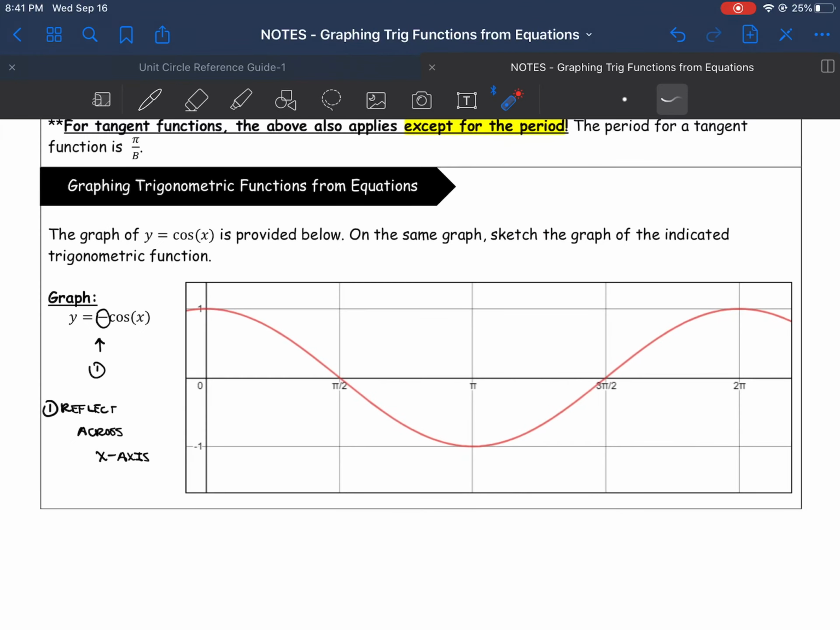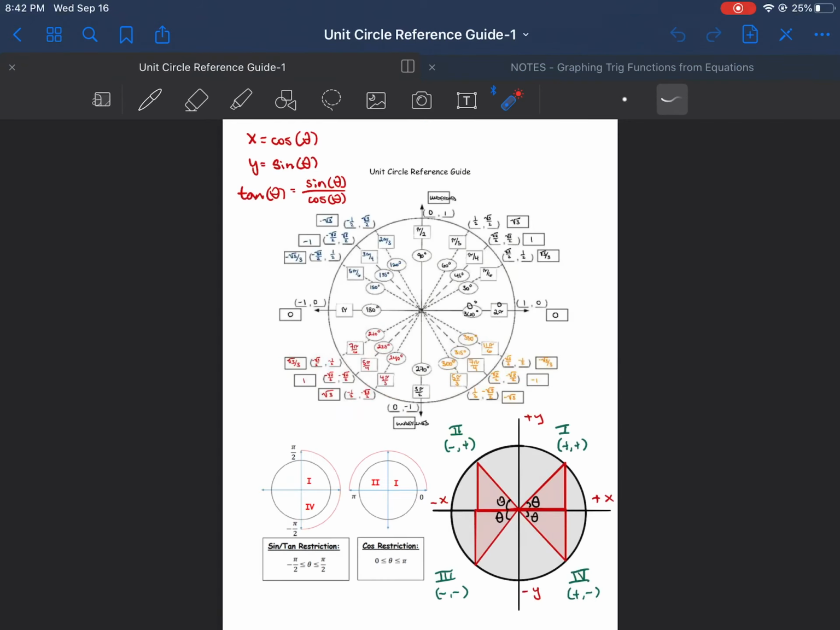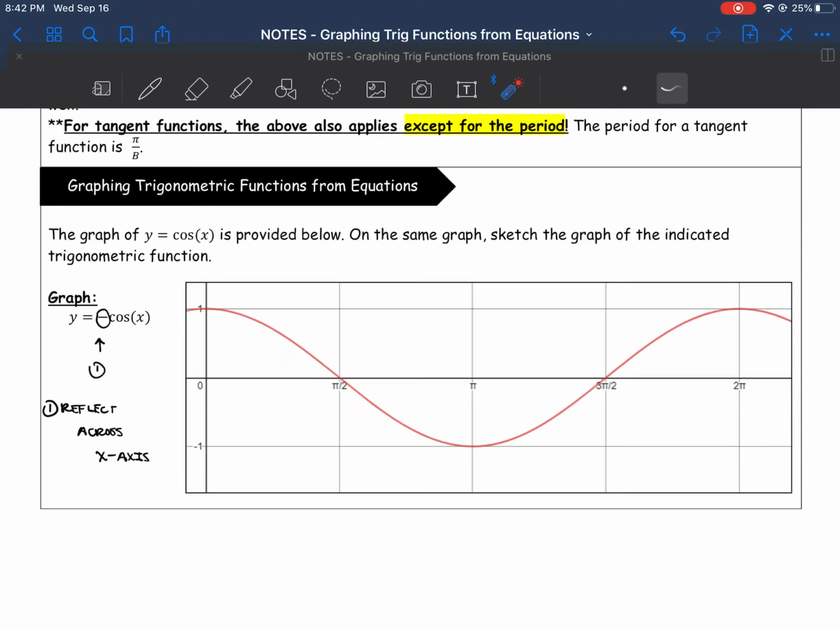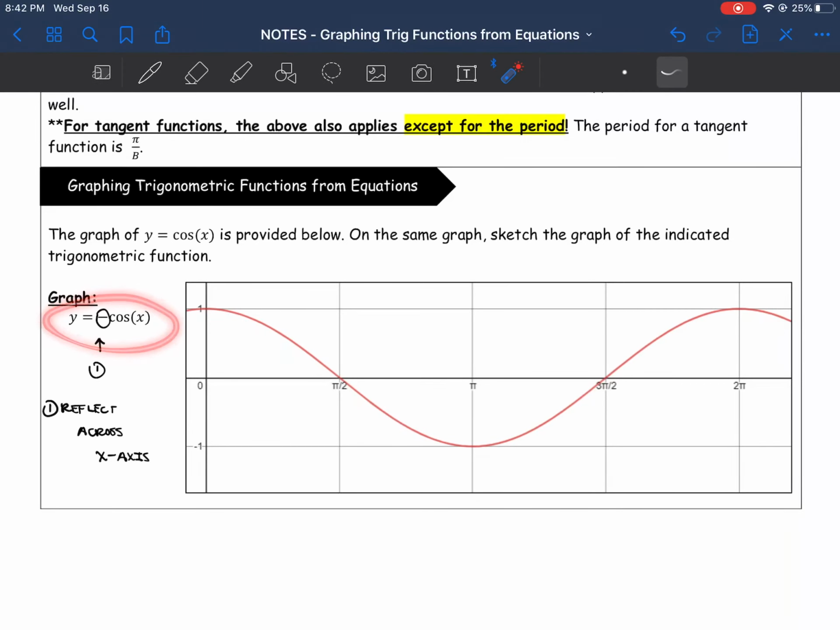In the first example, we have the parent function y equals cosine of x, which has already been graphed for you. On the very same graph, we want to sketch the graph of y equals negative cosine of x. Looking at y equals negative cosine of x, there's really only one change happening: this negative sign is creating a reflection across the x-axis. So this one's going to be pretty easy.